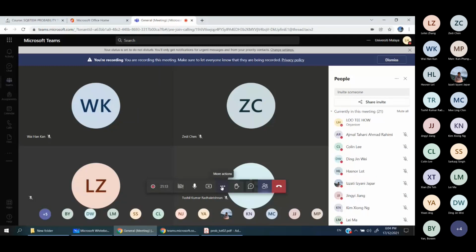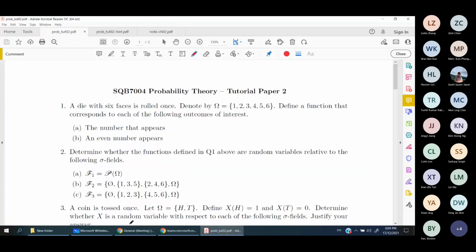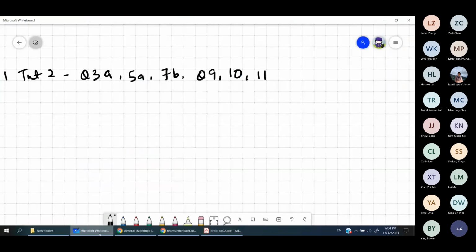Okay, yeah, it's recording. Okay, so this is our tutorial 2. Maybe before that, just briefly analyze the question in this tutorial. Okay, so this is the question to be discussed.